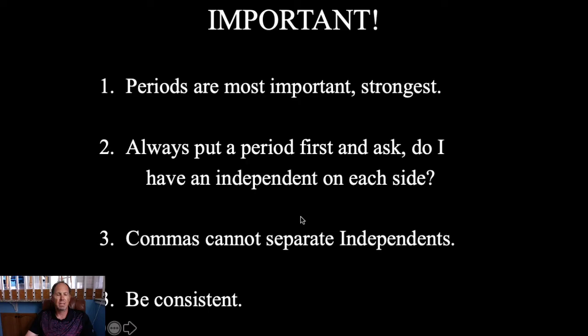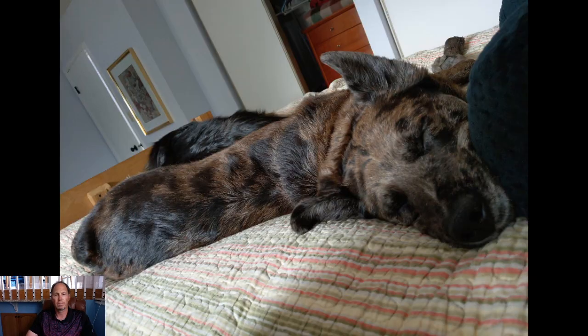Commas cannot separate independents. Independents have subject and verbs, and they require a period, a semicolon, a comma and, a comma but, an exclamation point, a dash, a stronger piece of punctuation than just a comma. What's most important to me is that you are consistent and you are applying the rules in a way that makes sense to you and that makes sense in your writing. The more consistent you are, the more likely you are to persuade me or any of your readers that you're ready to rock and roll with your punctuation.